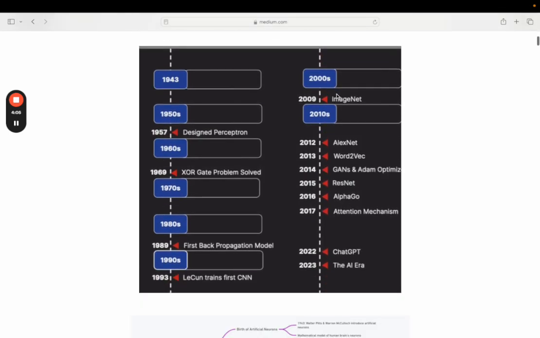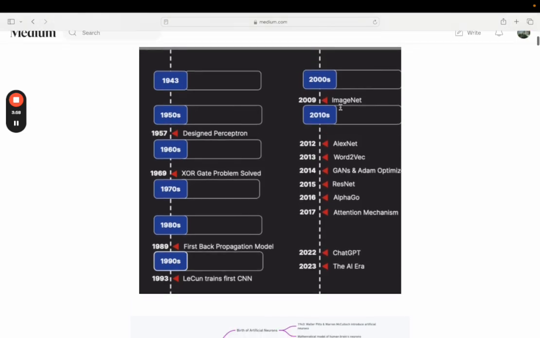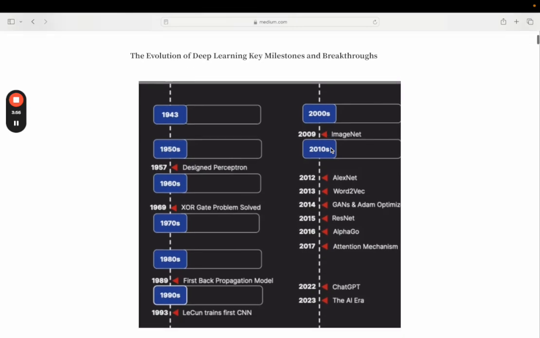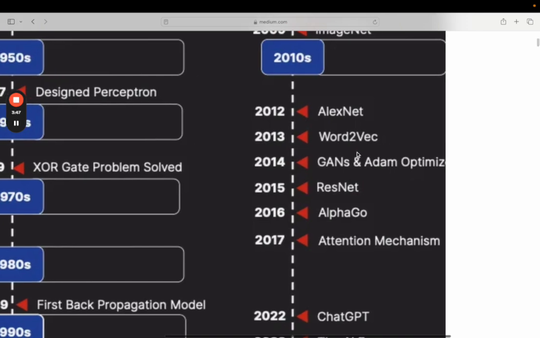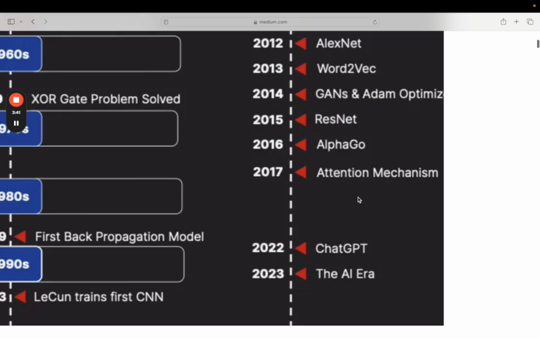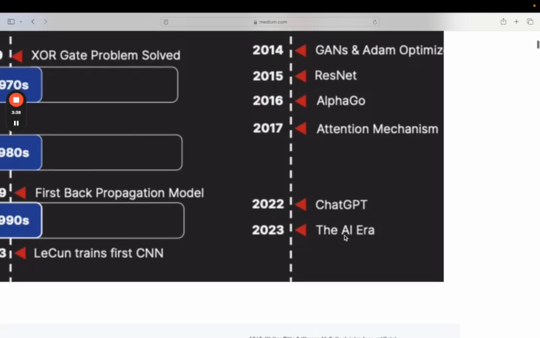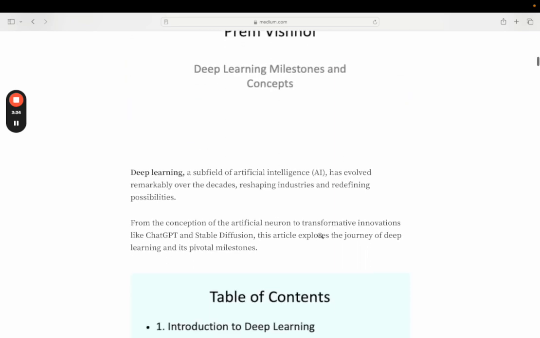After this, in 2009, ImageNet started, and then the journey started from here. A lot of deep learning models started here, like AlexNet. After AlexNet, there is a very popular algorithm, Word2Vec, which was developed. After that, a lot of things happened: convolution, GAN, ResNet, AlphaGo, attention, and then ChatGPT came, and then the AI era came. So we are going to talk about that, right?